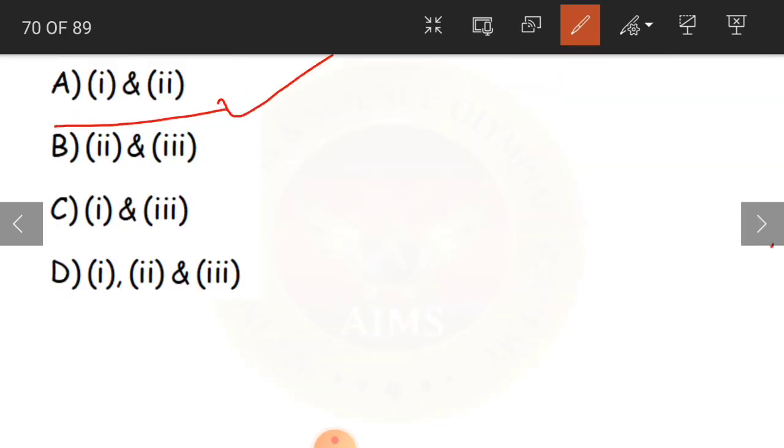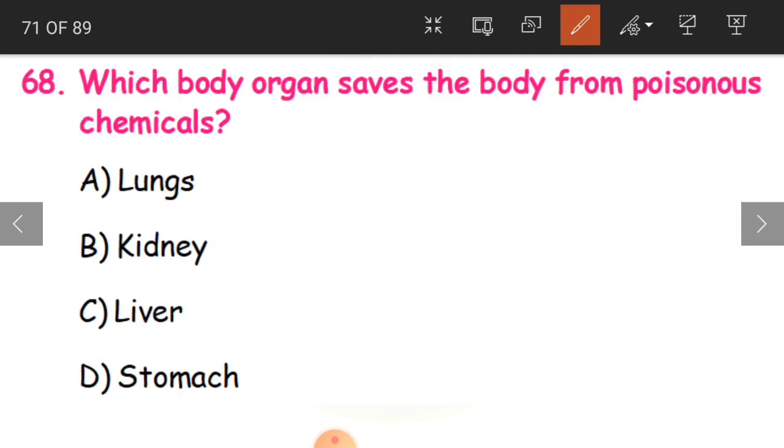Clear, children? Now, 68th question. Which body organ saves the body from poisonous chemicals? So when we eat food, children, sometimes we may have some poisonous chemicals also. So in our body we have one particular organ which is going to save our body from those poisonous chemicals. What is that? Is it lungs, kidney, liver or stomach?